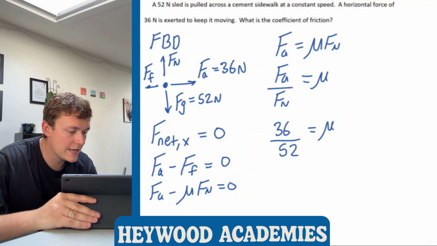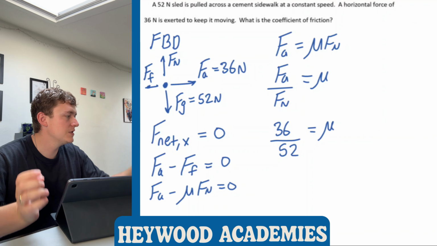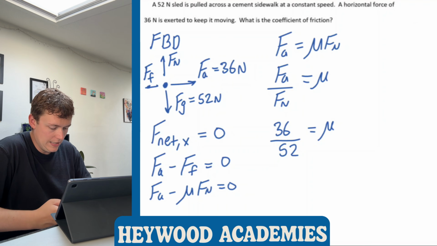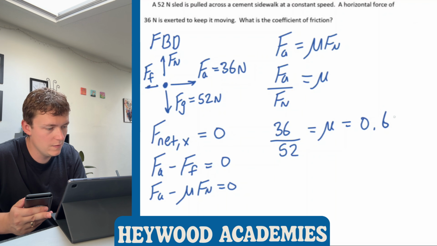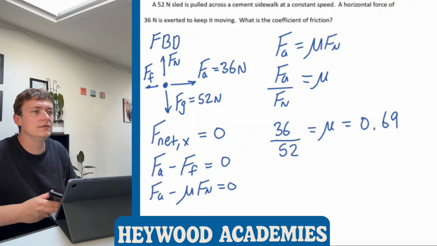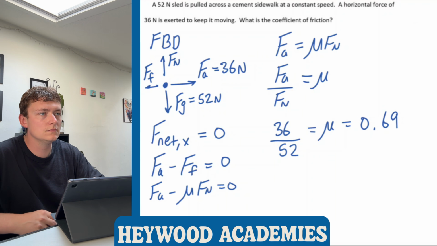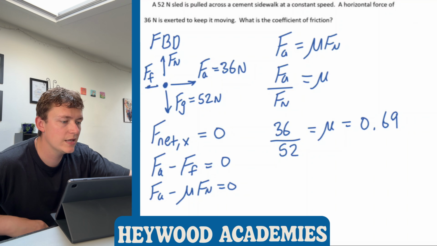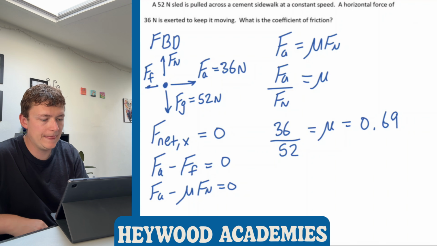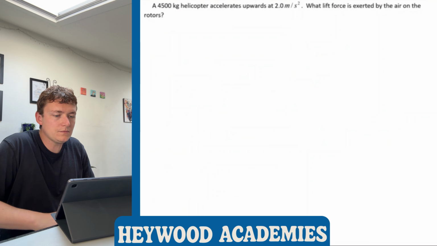This also kind of shows how the units will cancel out here. It's newtons divided by newtons. So that's why we don't end up with any units here, because they just cancel out. And we get the exact same answer, 0.69. Okay, just kind of a fluke that happens to be the case. That's alright. Let's move on to the next one.